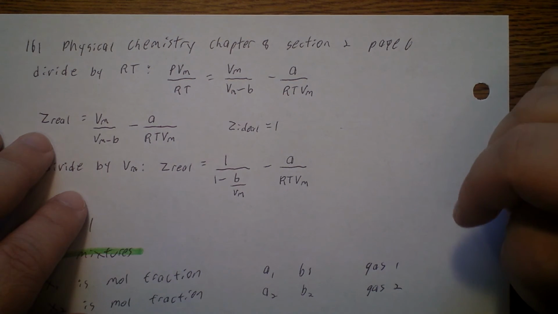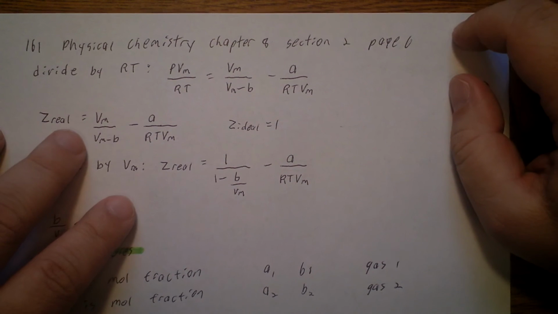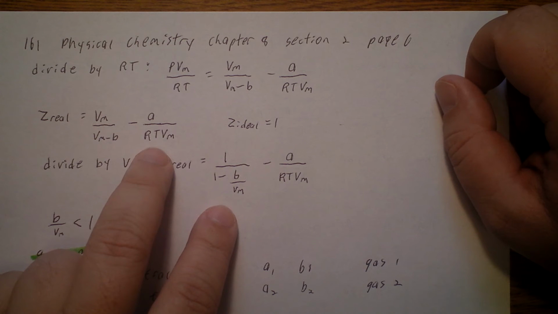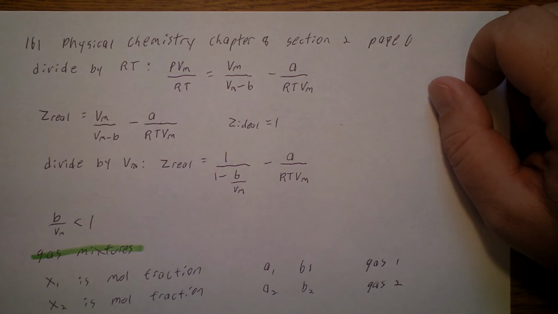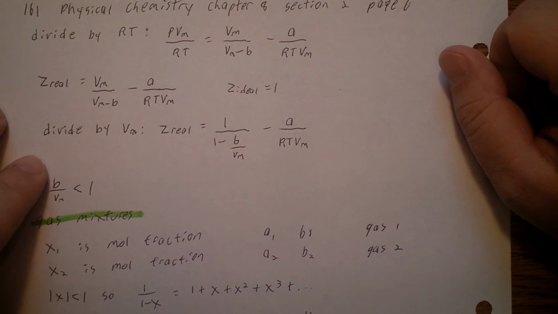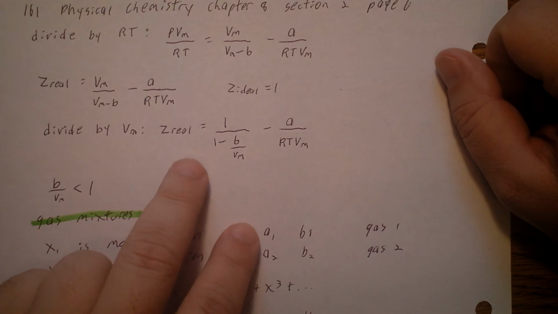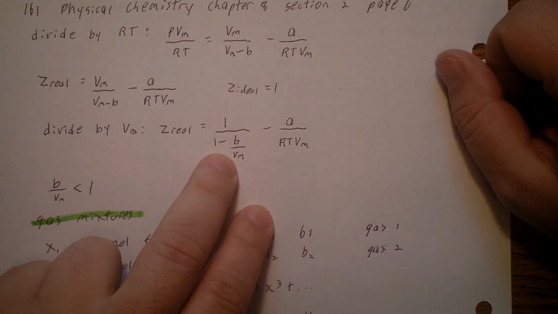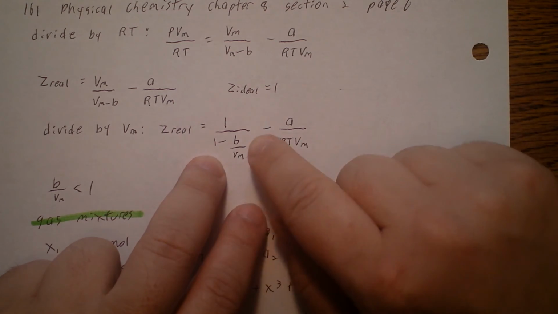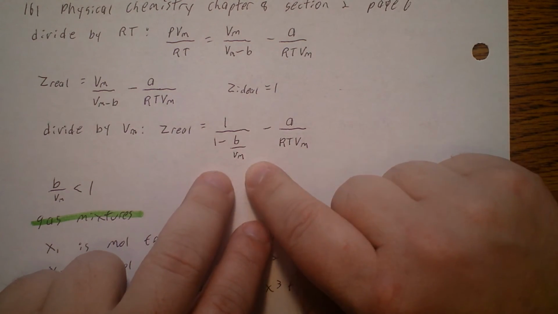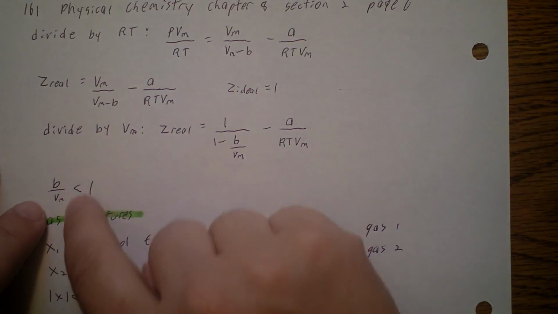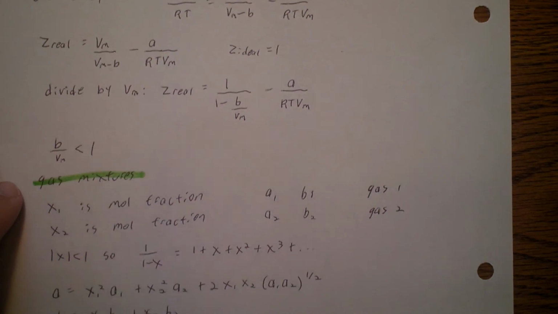So now we're going to talk about the compressibility of a real substance. So we have the molar volume divided by molar volume minus b, minus a over RT molar volume. Remember, Z ideal is just equal to 1. Now we're going to divide by molar volume. So we get Z real is equal to, we're going to factor out the molar volume, 1 over 1 minus b over molar volume, minus a over RT molar volume. Now this term over here, b over molar volume, is less than 1.